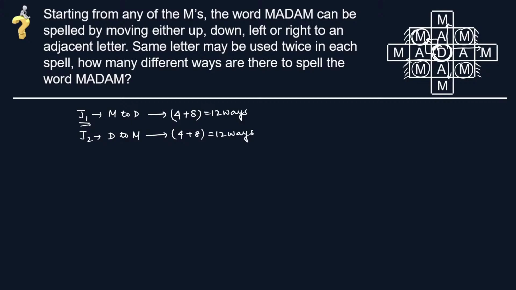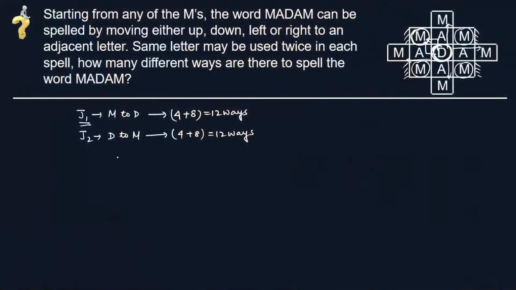Am I correct or not? So now your job 1 can be done in 12 ways. Your job 2 can be done in 12 ways. Now to spell the word madam, you have to do job 1 and job 2, right? Then only you can spell the word madam. So the total number of ways to spell the word madam will be 12 into 12, that is 144 ways.